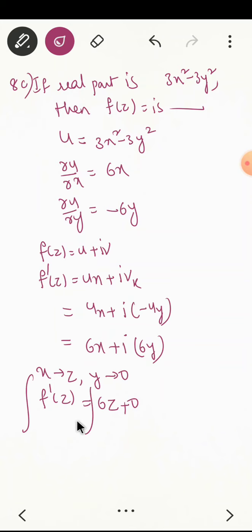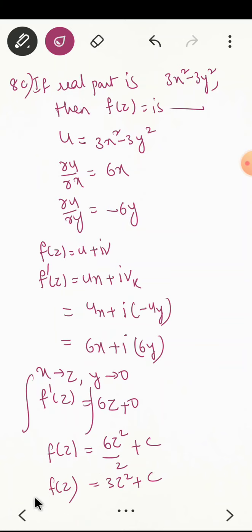Apply integration on both sides. Then f of z is equal to 6z square by 2 plus c, that will be 3z square plus c. This will be f of z. Hope you are getting this.